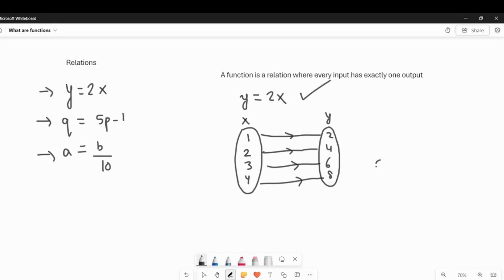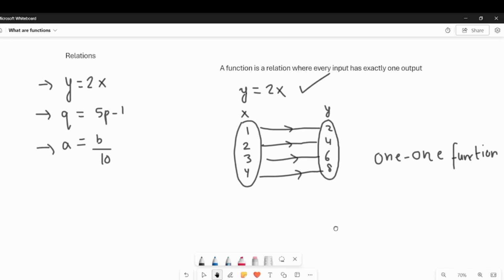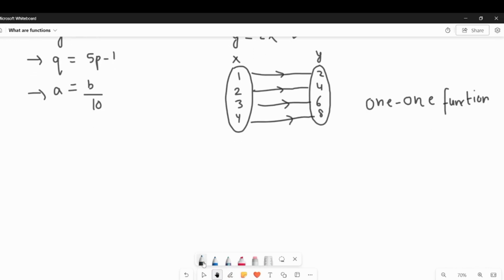Now here you can see that since every single input has one output, such a type of function is called a one-to-one function also. This is a type of function where every single input has one output. So that is one-to-one. Now let's see the next example. In example number 2, we will take the relation y is equal to x squared. So let's again draw a mapping diagram for this.